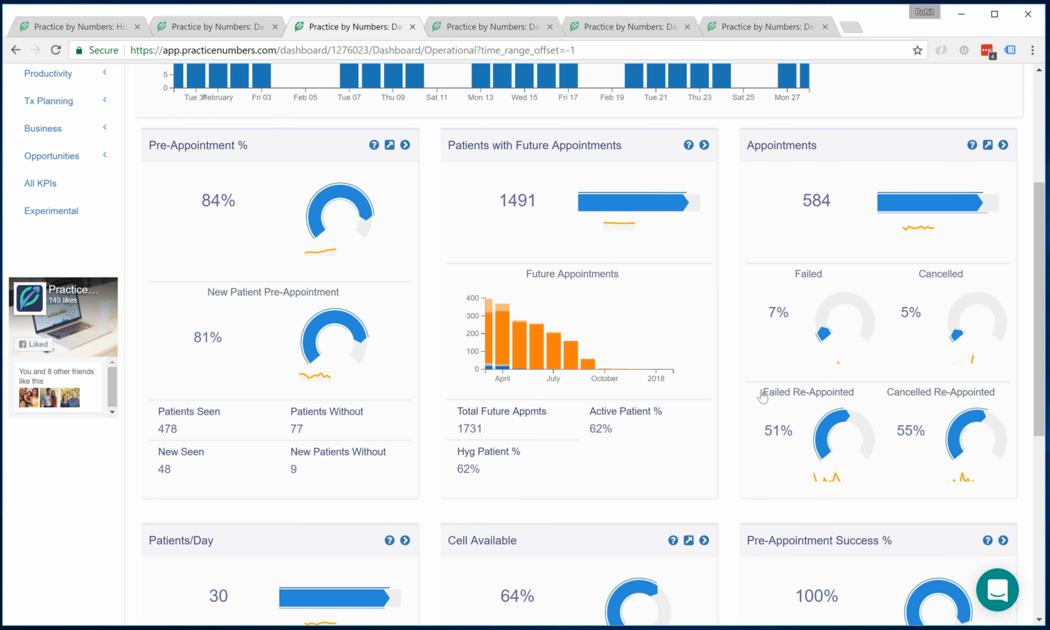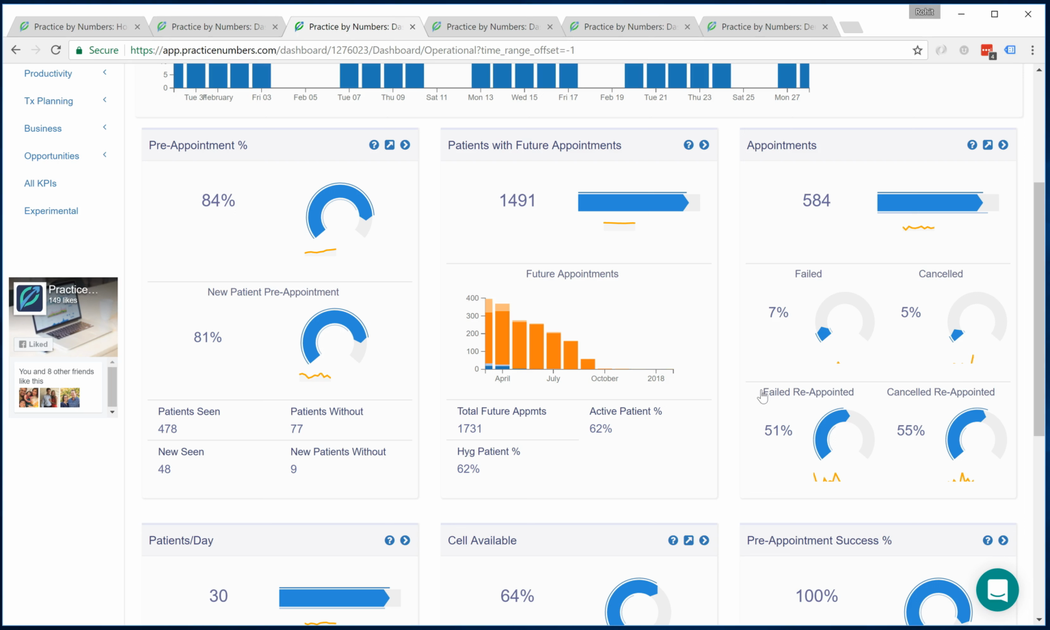Now, this particular office has 7% failed appointments. This is higher than normal. And I would recommend that this office look at their scripts and see what's happening, and whether they have cancellation policies, and whether those cancellation policies are communicated to their patients when they're calling in. This is a very high number, and remember, if you have an office with 50 appointments, 7% adds up very fast.